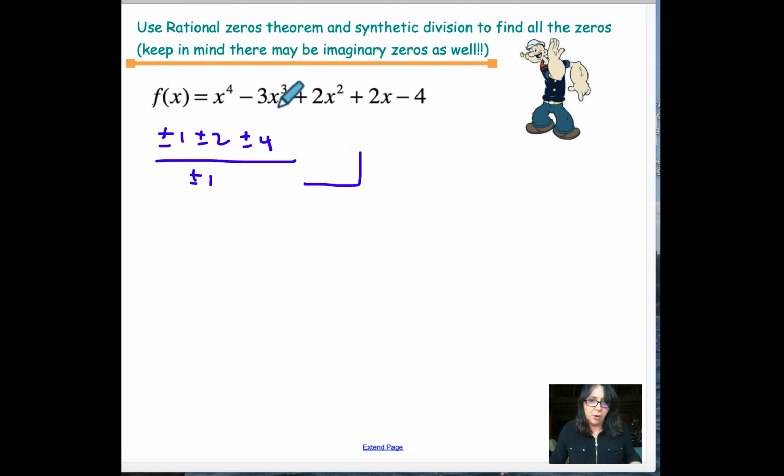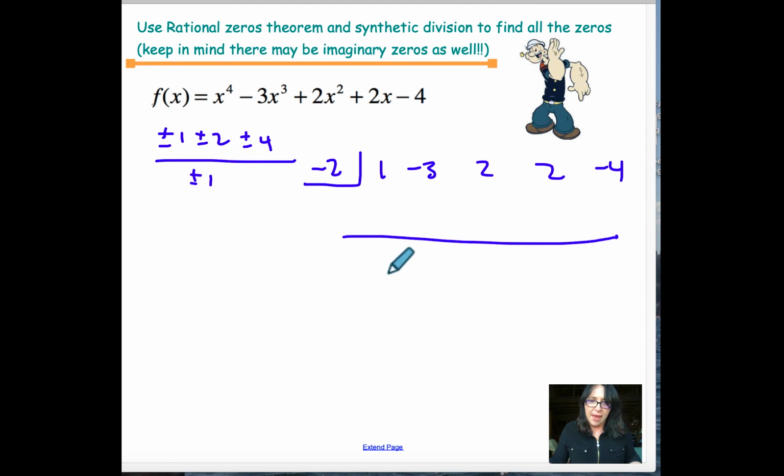There is a negative in here, so I'm going to try negative 2 because there's only one negative. So I have 1, negative 3, 2, 2, negative 4. We add, multiply across, negative 5, multiply across 12, negative 24. That's too high. Let's just try 1.